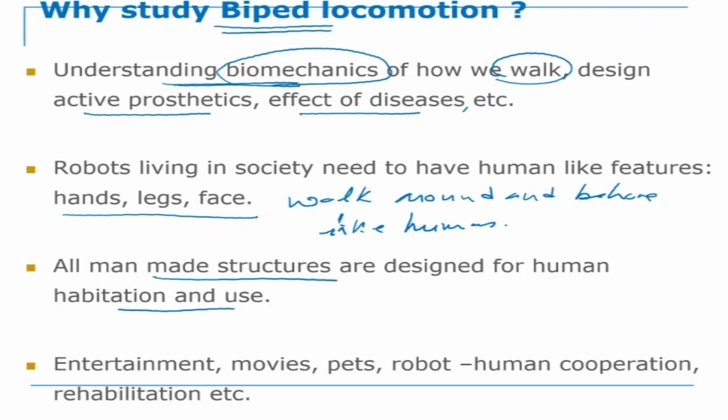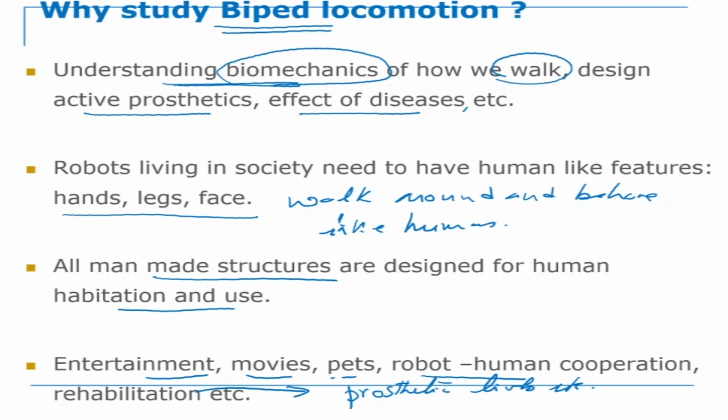Now there is a lot of requirement and application in entertainment, movies, and pets. There are a lot of science fiction movies like Star Wars where they use robots which can walk around. Also pets, robot-human cooperation, rehabilitation, understanding prosthetic limbs, etc. So studying biped locomotion would give us a deeper understanding of concepts like, first, locomotion; number 2, biomechanics; and number 3, it will enable us to design better systems.